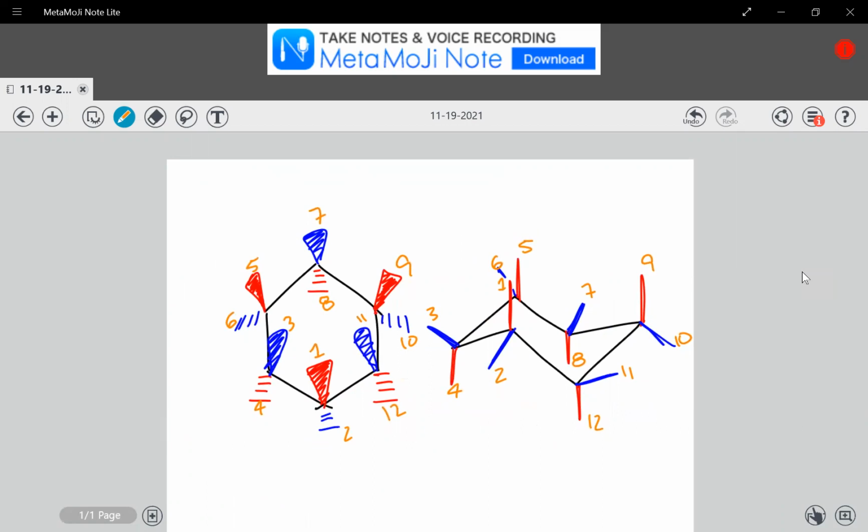All right. It's important to note though that when you draw these, always make sure that if you have large substituents, that they're always drawn equatorial. So they're drawn on the blue ones here, okay? And more on that a bit later.